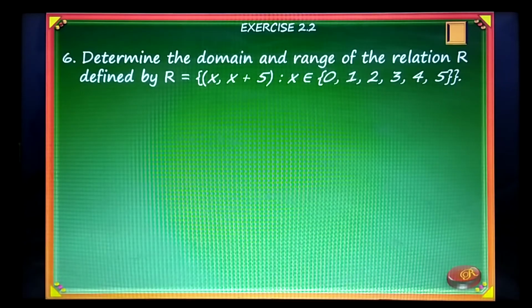6. Determine the domain and range of the relation R defined by R = {(x, x + 5) : x belongs to {0, 1, 2, 3, 4, 5}}. Solution.